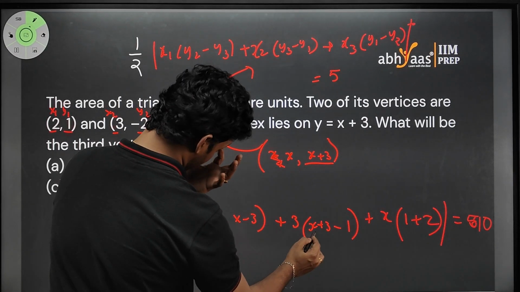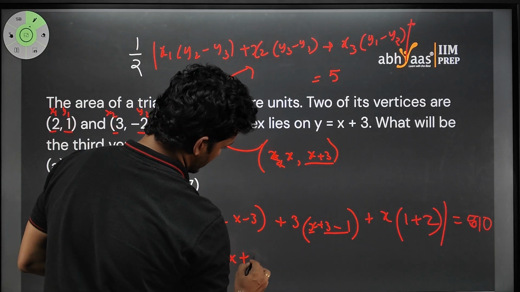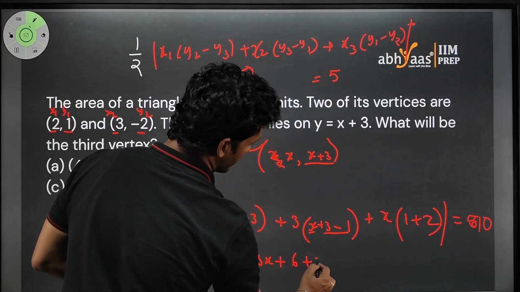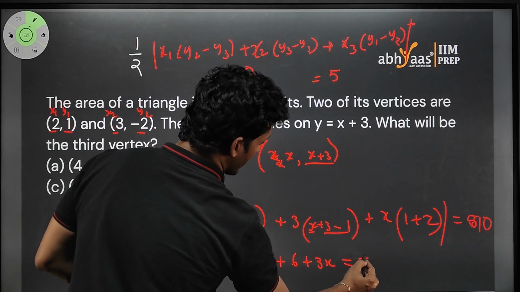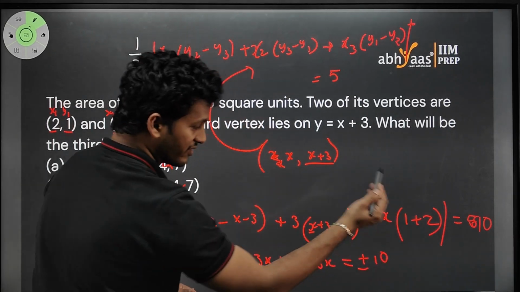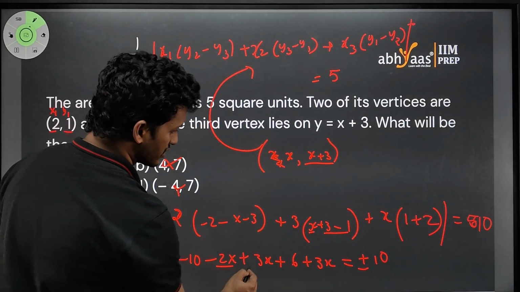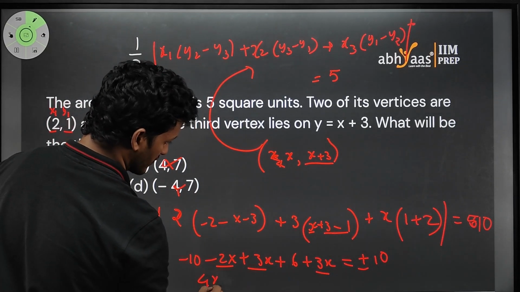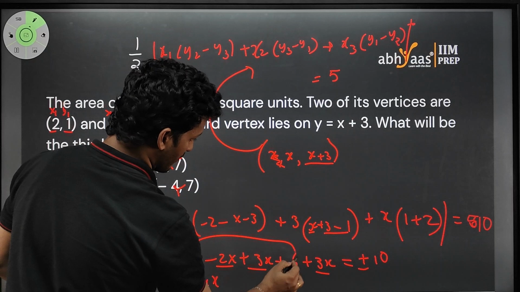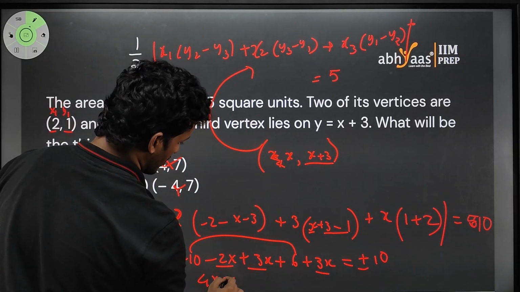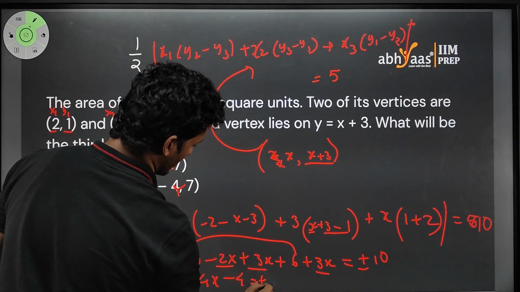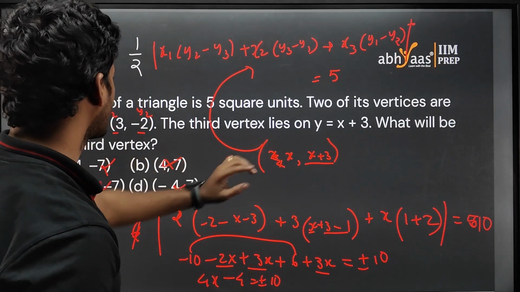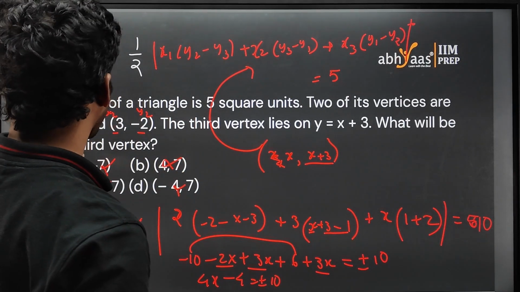Plus 3x times x plus 2 would be plus 3x plus 6, and x plus 3 would be 3x, that would be plus or minus 10, because I have taken the modulus out. So minus 2x plus 3x and plus 3x is 6x, minus 2x would be 4x, and minus 10 minus 6 would be minus 4, that will be plus or minus 10. Check clearly whether it is right or wrong.